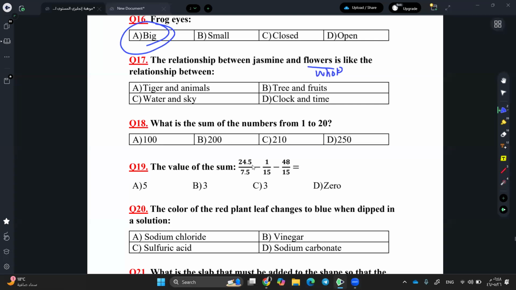Okay, let's try again. What's the relationship between jasmine and flower? Flower is a category and jasmine is a part of this category, right? So here, which one has a part and a category? B. A, right? Tiger is a part of animals. Tree is not a part of fruit. Fruit is a part of trees. Okay, so it is like that.